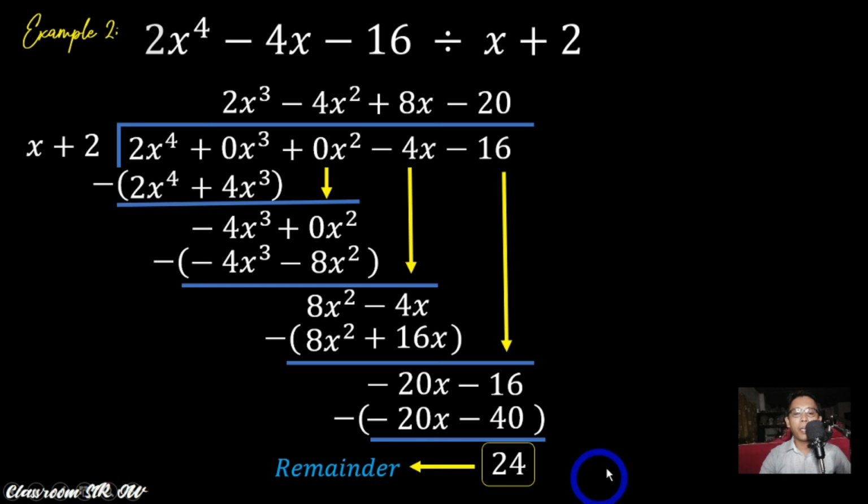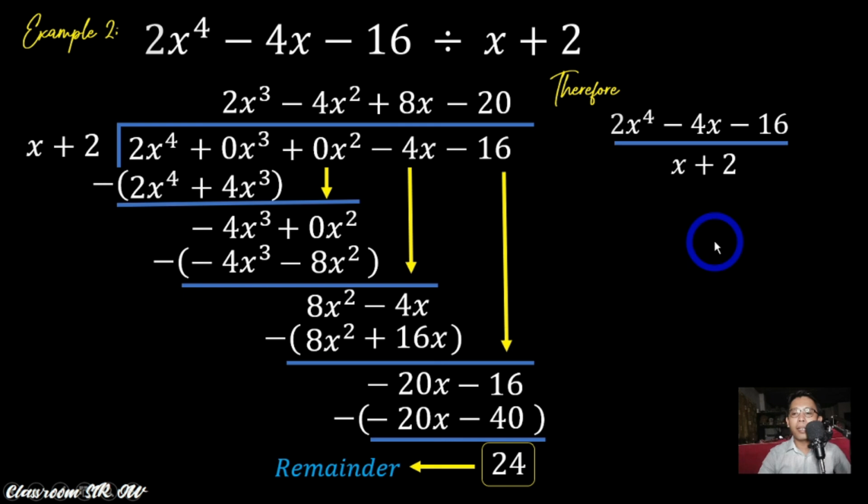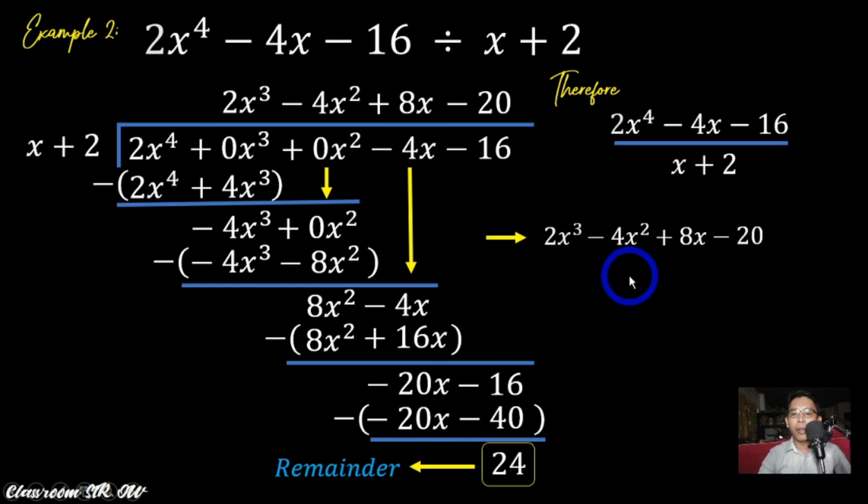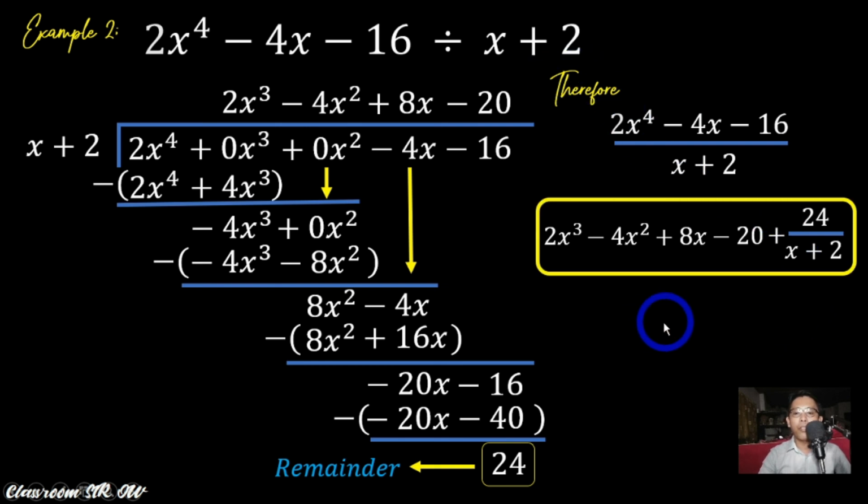So therefore, 2x to the power 4 minus 4x minus 16 divided by x plus 2 is equal to 2x cubed minus 4x squared plus 8x minus 20 plus the remainder, which is 24, divided by the divisor, which is x plus 2. So therefore, our final answer is this one.